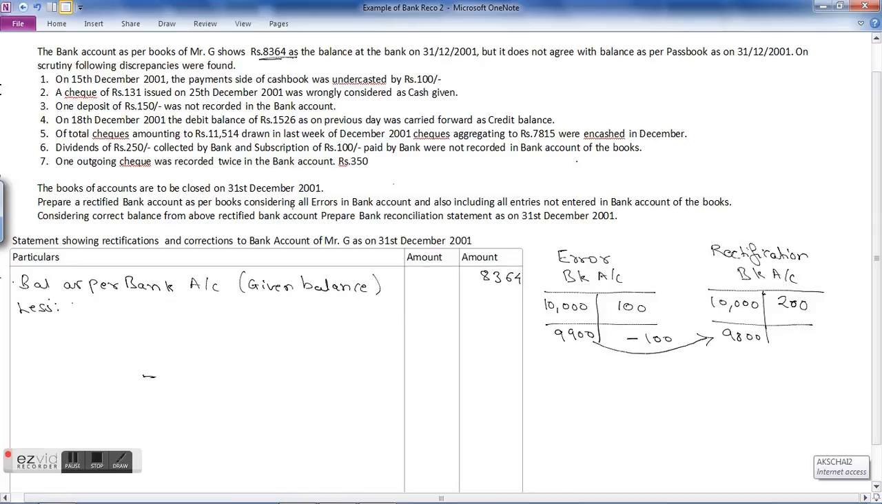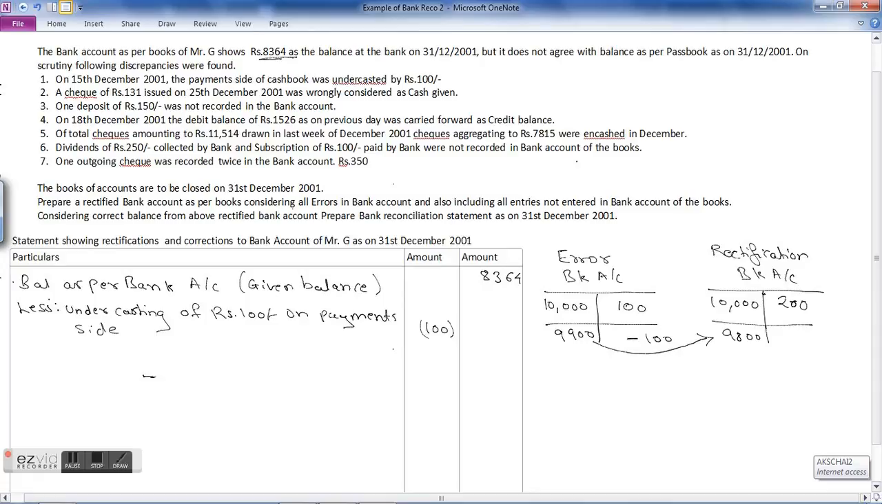So I'll put it here, less undercasting of rupees 100 on payment side. Okay, so I'll put it as 100 negative. So I have put a bracket.